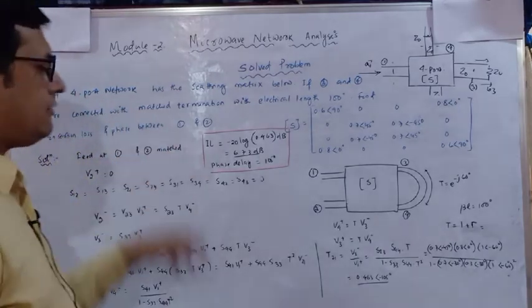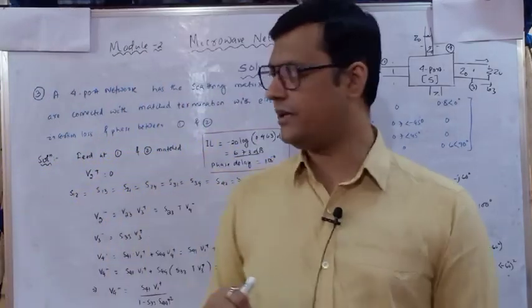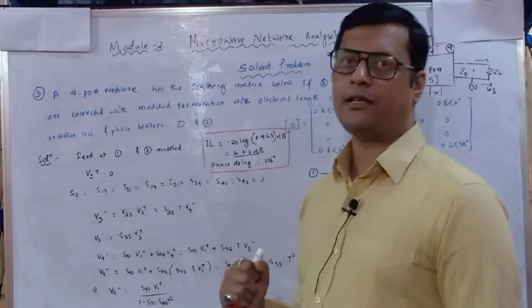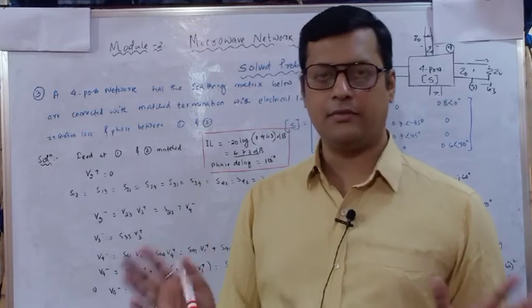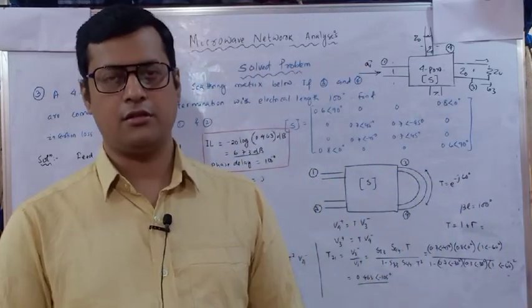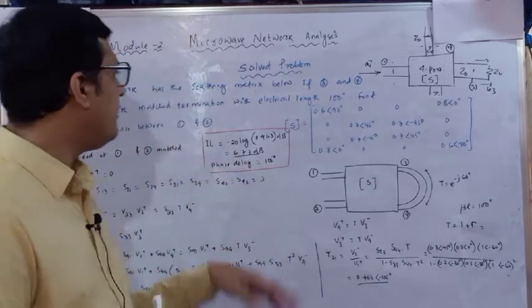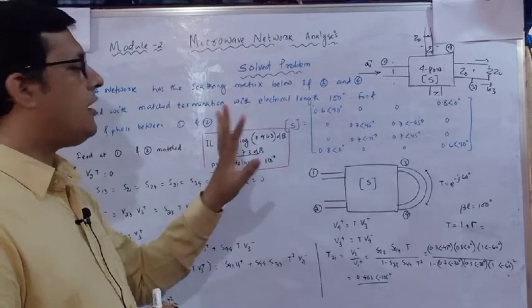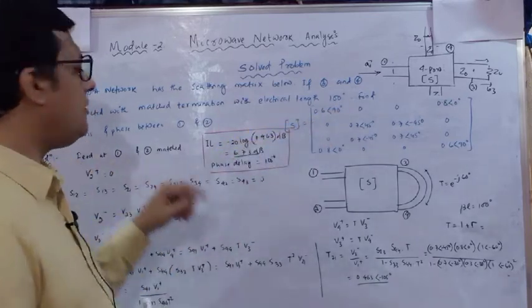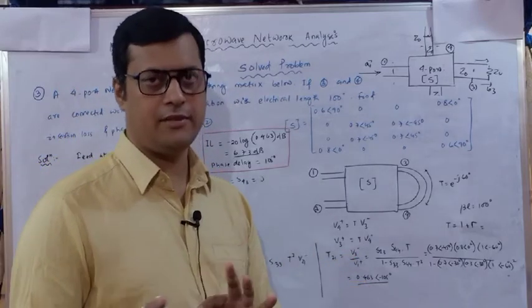A 4-port network means there are 16 parameters. Ports 3 and 4 are connected with matched termination, which means there is no reflection, so the reflection coefficient will be 0. So ZL is equal to Z0 for both cases 3 and 4, and the electrical length is 100 degrees. Find the insertion loss and the phase between 1 and 2. So 3 and 4 both are terminated.